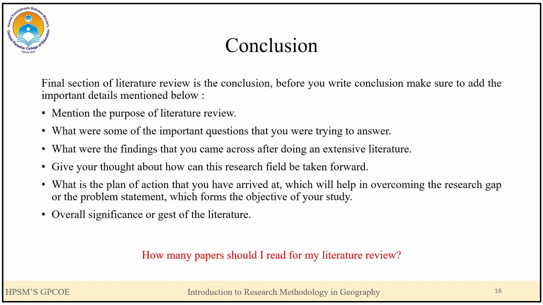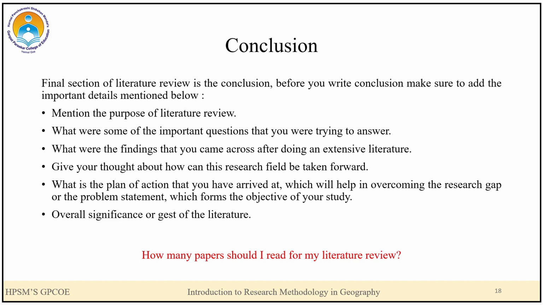Now to conclude, the final section of literature review is the conclusion. Before you write conclusion, make sure to add important details mentioned below. Mention the purpose of literature review. What were some of the important questions that you were trying to answer? What were the findings that you came across after doing an extensive literature review? So give your thought about how this research field can be taken forward. What is the plan of action that you have arrived at, which will help in overcoming the research gap or the problem statement, which forms the objective of your study. Overall significance or gist of the literature.